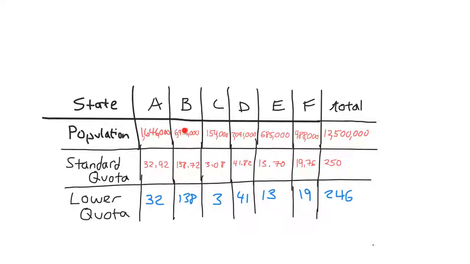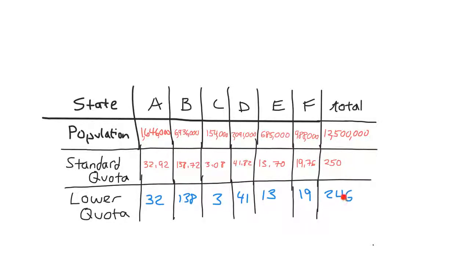We have the state populations to take into account. We figured out the standard quota, so State A should basically get 32.92 seats in Congress. State B should basically get 138.72 seats in Congress. And when you add it all up, it adds up to the total amount of seats in Congress that you have. And what did we do? We rounded each one of these down. You can think of it as rounding down. We brought it down to the integer that comes before the decimal version of the standard quota, and that's 32, 138, 3, 41, 13, and so on.